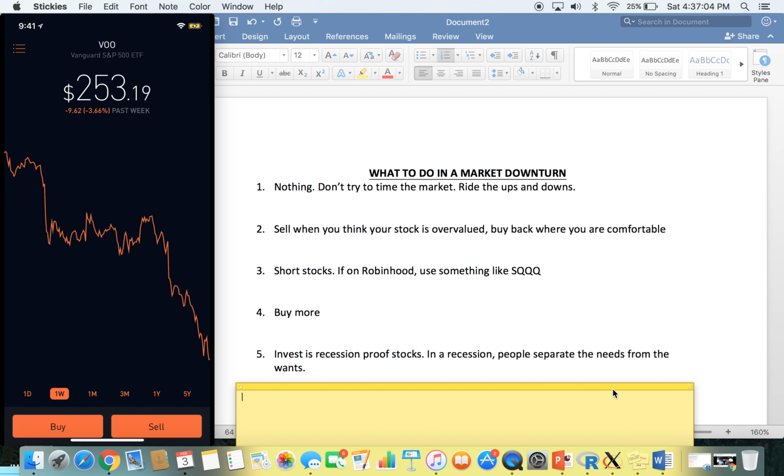And lastly, this one's really important: when there's a recession coming, or if you think there is one, maybe there are some major signs in the market that it's going to take a downturn, you're going to want to invest in recession-proof stocks. Essentially, in a recession, people are going to separate their needs from their wants. They're not going to be buying luxury items and stuff they don't really need, but they're going to be buying cheaper stuff. Like Costco, like McDonald's, those are going to be big stocks when there's a market downturn and people are tight on cash.